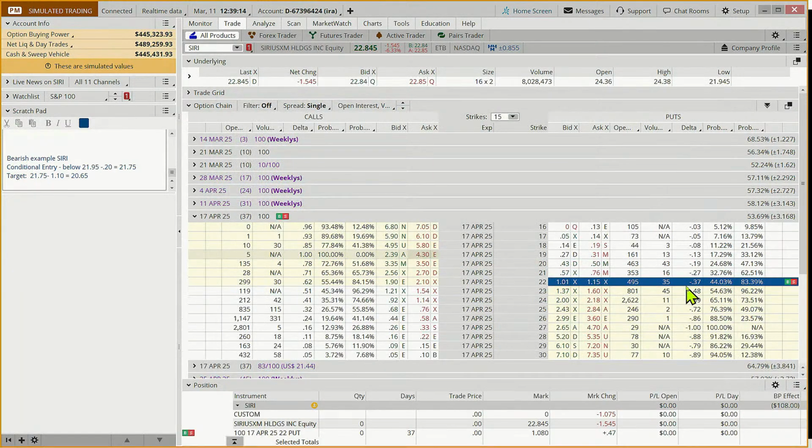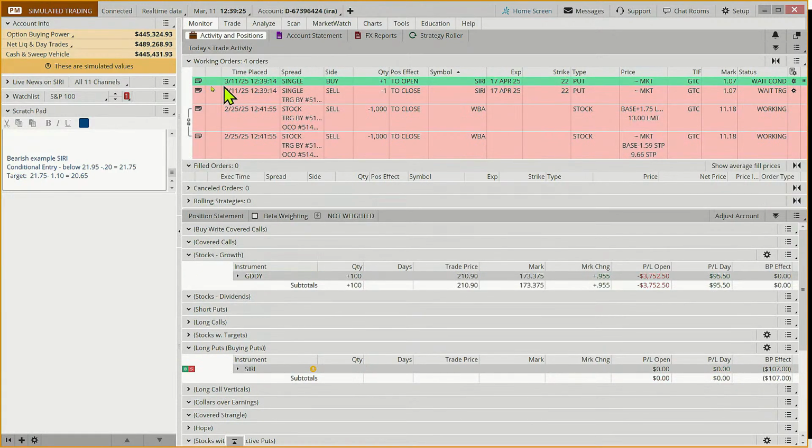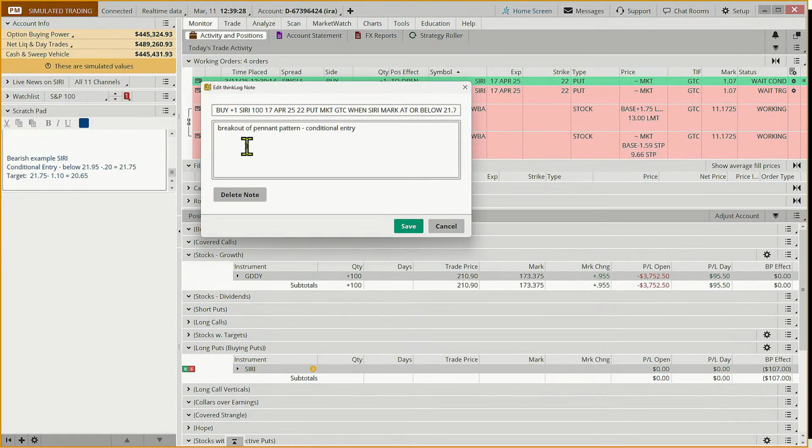Now, if you are saying, well, that's really cool, but how do I see that note? One of the ways you can see the note is when you come up to the monitor tab and look at your working orders. We can see if we click on this, what our note is.